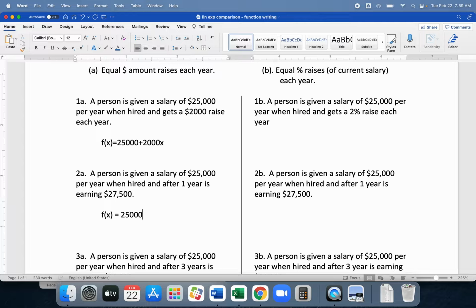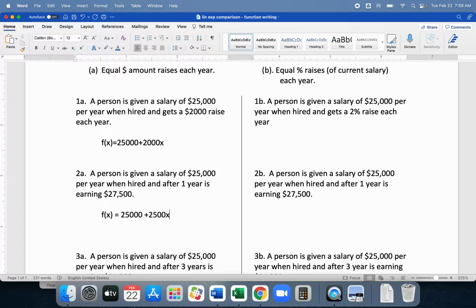Subtract year 1 from the principal. Yeah, subtract the salary after year 1 from this, minus the starting value. 27.5 minus 25, so that's 2,500. And if we're, again, under the assumption we're getting equal dollar amount raises each year, then the fact that those are different by $2,500 means that's apparently what my annual raise is, $2,500 per year for x years.